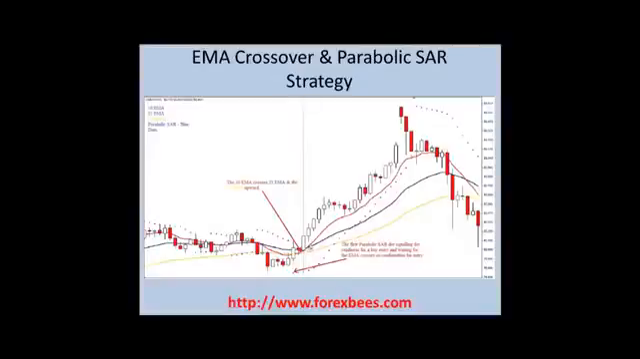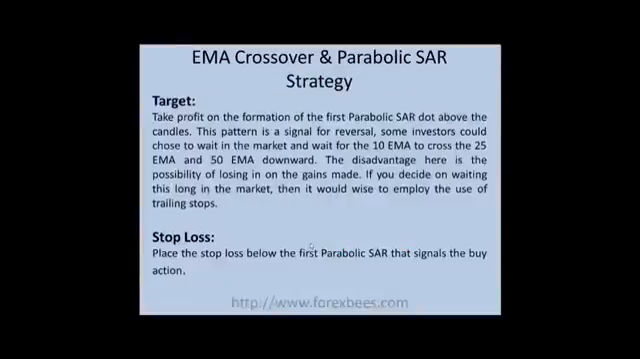So once it crosses, this is a buy signal, but we have to make sure that the parabolic SAR dots are below the candlestick. At this point is where the first parabolic dot is formed, and then at this point finally it has crossed the red line, crossed the blue line, which is the 10 EMA crosses the 25 EMA, and it is above all the moving averages. So that means this is your buy signal.